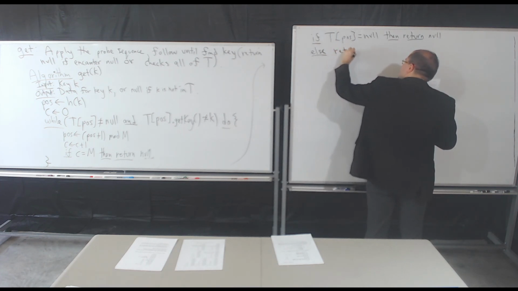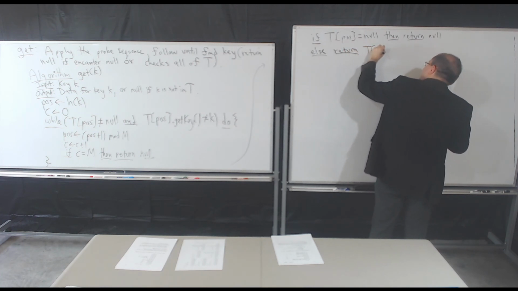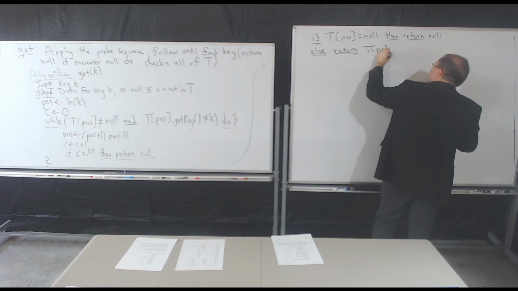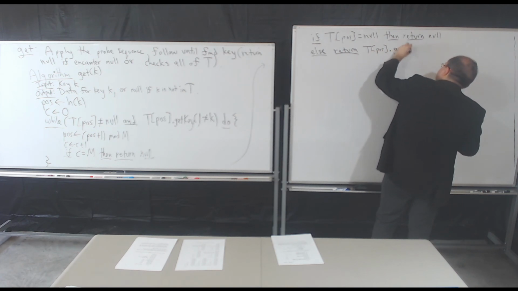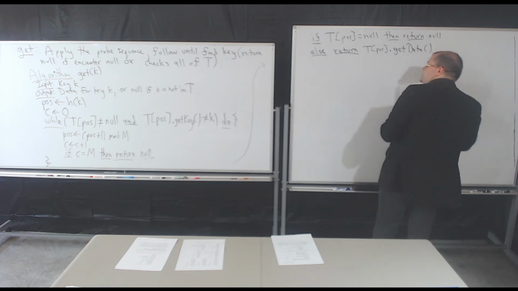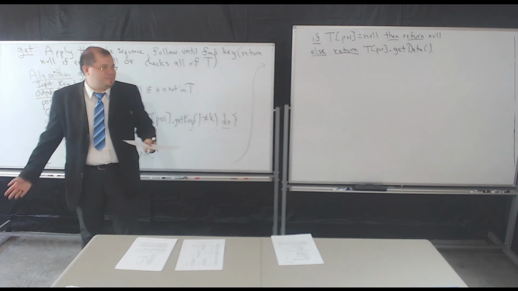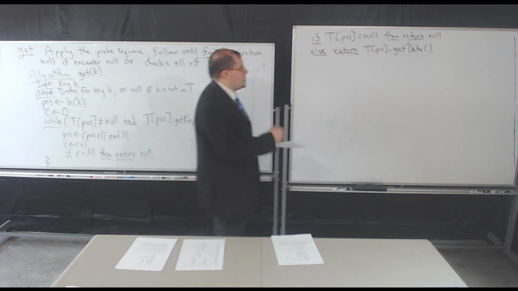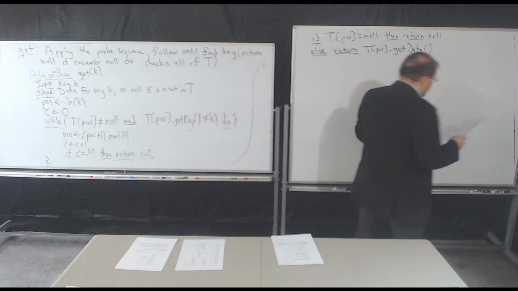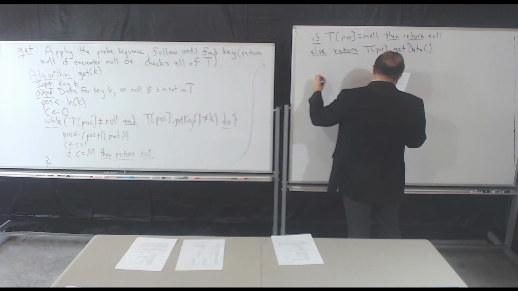Otherwise, we're just going to return T sub pos, so I get the record, and then I get its data. And that's it. That's pretty simple, right? It's like separate chaining, except instead we have these hops that are happening. So I have my probing sequence. So let's talk about time complexity here.